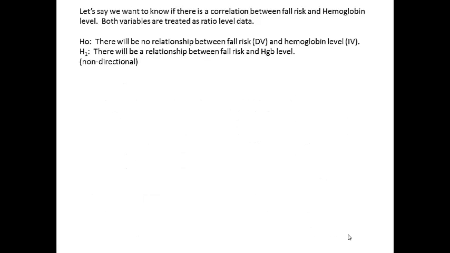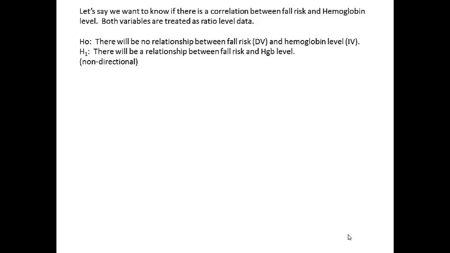Let's say we want to know if there's a correlation between fall risk and hemoglobin level. We're going to use hemoglobin as a surrogate marker of anemia or degree of anemia. Both variables will be treated as ratio level data. And we write our hypothesis.